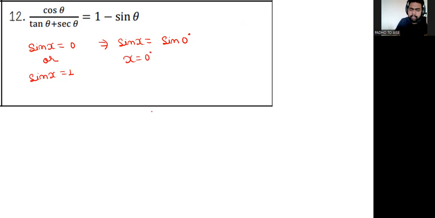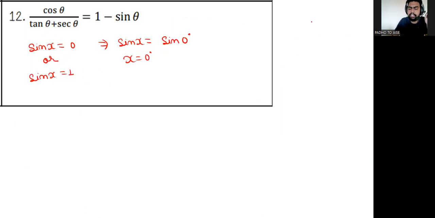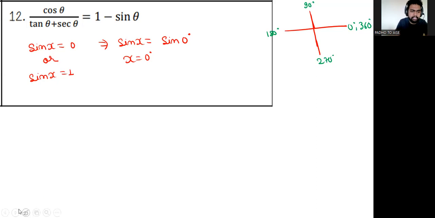That's my first answer, but it is not the only answer. I need one more, because they are asking for the range of 0 to 2 pi, that is 360. So I'll make a unit circle. You know about all the quadrants. This is called 0 degree, this is called 90 degree or pi by 2, this is called pi or 180 degree, and this is called 270 degree. Again, this will make 360 degree. Sine would be 0 on the axial line, that means on the x axis here.